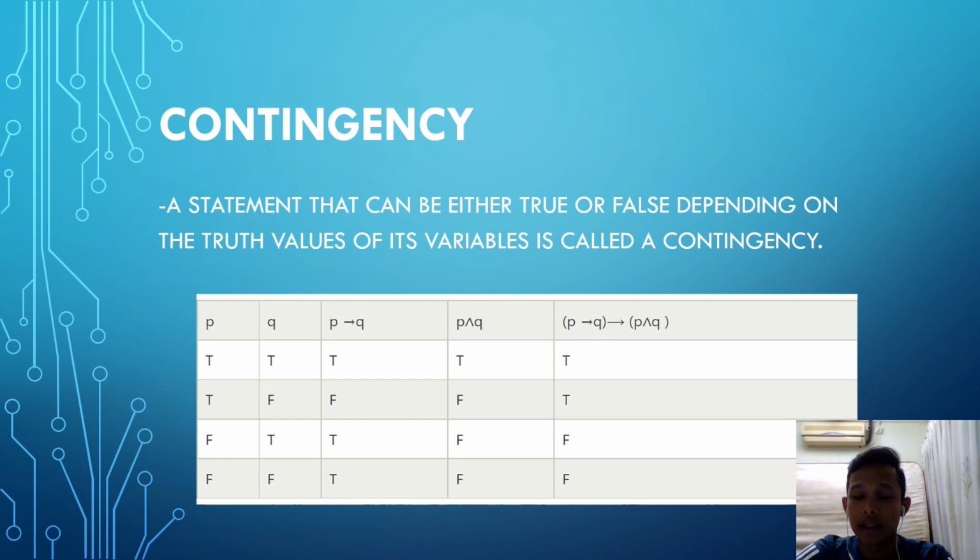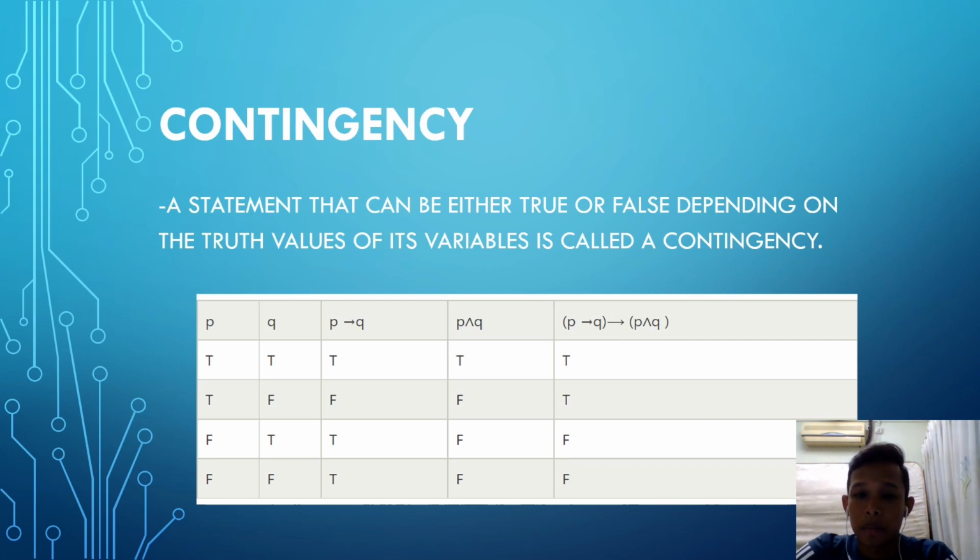Last is contingency. Contingency is a statement that can be either true or false depending on the truth values of its variables. So P implies Q will become true, false, true, true. And the statement P and Q will become true, false, false, false, because both P and Q must be true. So when P is true and Q is false, then the statement P and Q will become false. Otherwise, when P is true and Q is true, then the statement P and Q will become true.